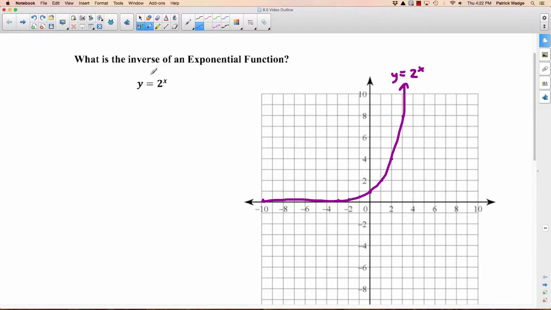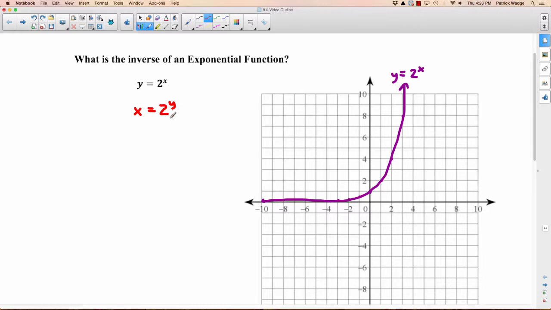So now the question: what's the inverse of an exponential function? Let's find the inverse of this exponential function right there. How do we do that? Well, when we find the inverse, the first thing we do is wherever we see y, we put x, and wherever we see x, we put y. So you get x equals 2 to the y.